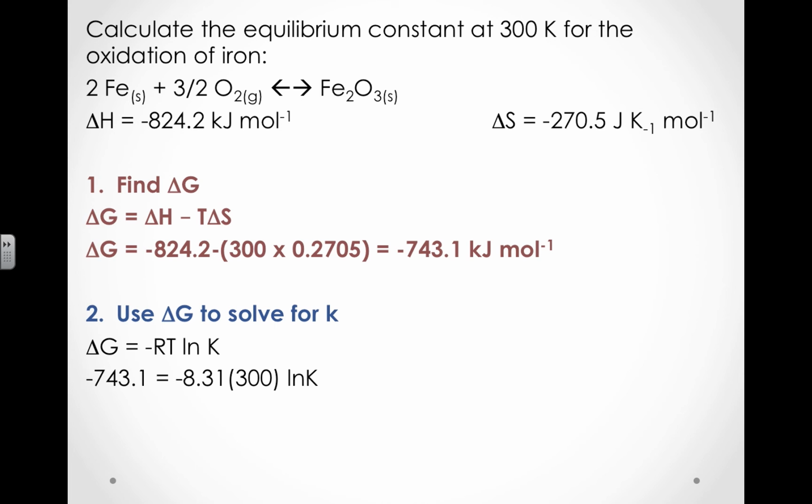And remember, we're going to use Euler's constant. And K comes out to be 2.6 times 10 to the 129th power. So this lets you know just how product favored the formation of rust is, because that's what this reaction is. It's the oxidation of iron, the formation of rust. So when you see a K that's this big, you really can say this reaction is not reversible. And we generally know that from experience. So there you go.